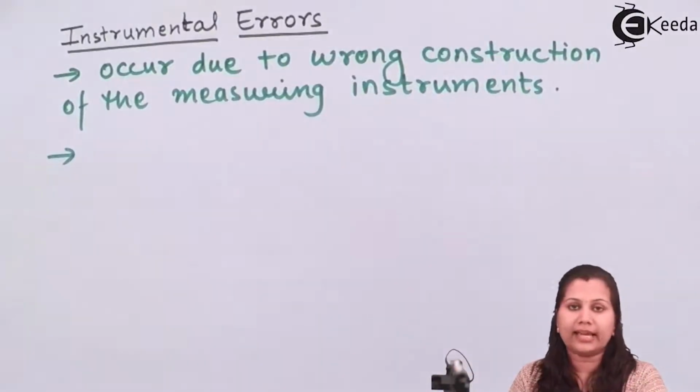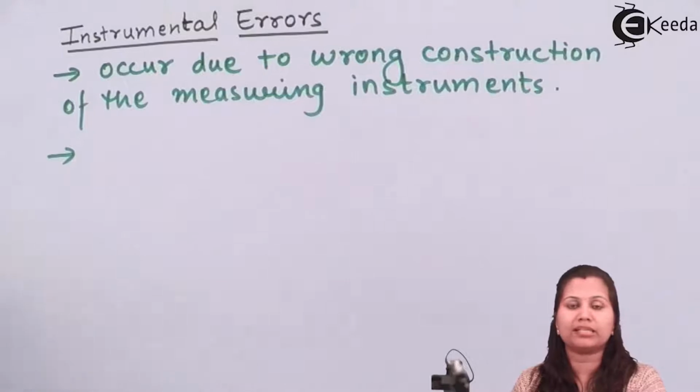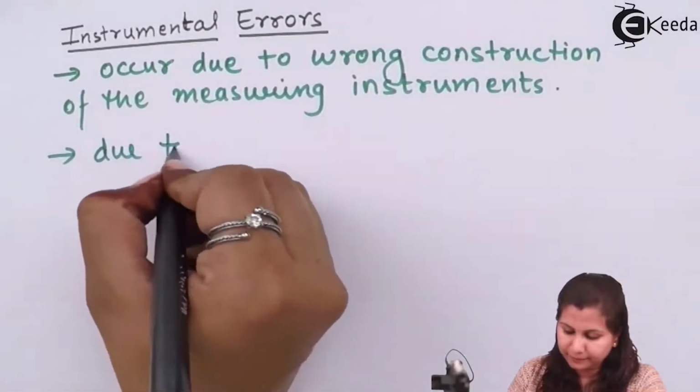Now, these errors can occur due to hysteresis or due to friction. If the instrument has very heavy parts in it, and those parts are moving and touching each other, the moving parts can have friction in between. Due to the friction, wear and tear losses can occur in the instrument, and the performance of the instrument decreases. Due to the decrease in performance, the instrument will not give us accurate results, and error can occur. So it can occur due to hysteresis.